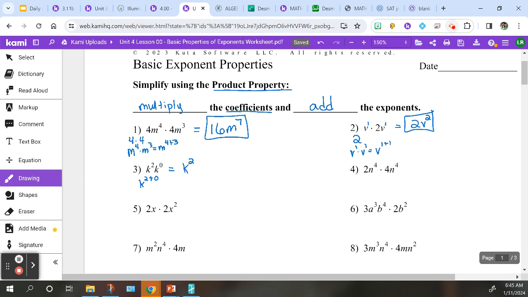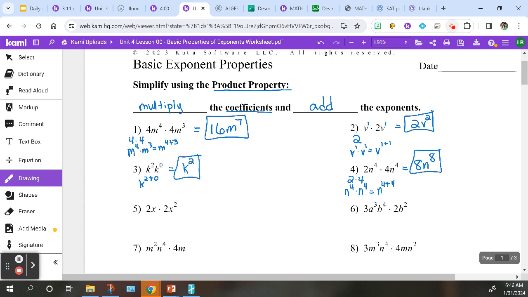Going to do 2 more here. Number 4, we have our coefficients, 2 times 4. And we have our n's, n to the 4th and n to the 4th. With the coefficients, multiply the coefficients. 2 times 4 is 8. With our n's, we're going to add those exponents. 4 plus 4 is 8. That would be 8 n to the 8th.